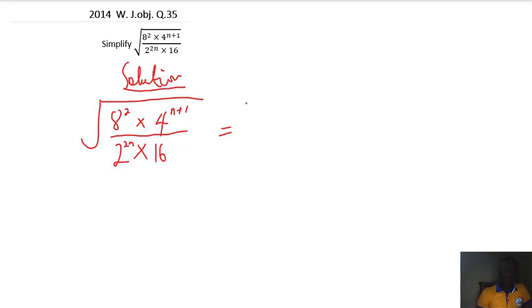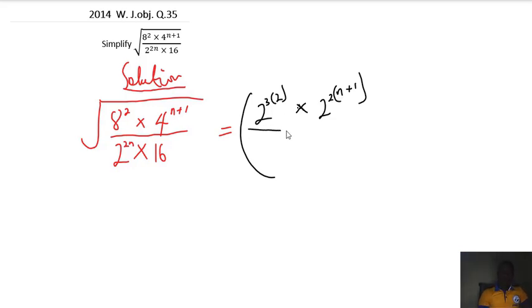So we have it to be, 8 can be written as 2 exponent 3, then times the 2 we already have there, then times 4 can be written as 2 exponent 2, then times n plus 1, all over 2 exponent 2n times 16, which can be written as 2 exponent 4, then all of this exponent by half. Okay, let's come here.